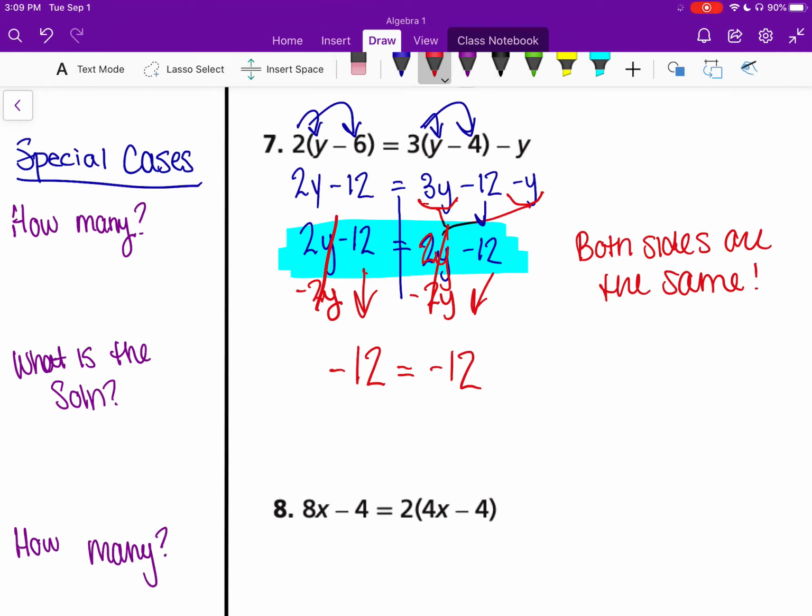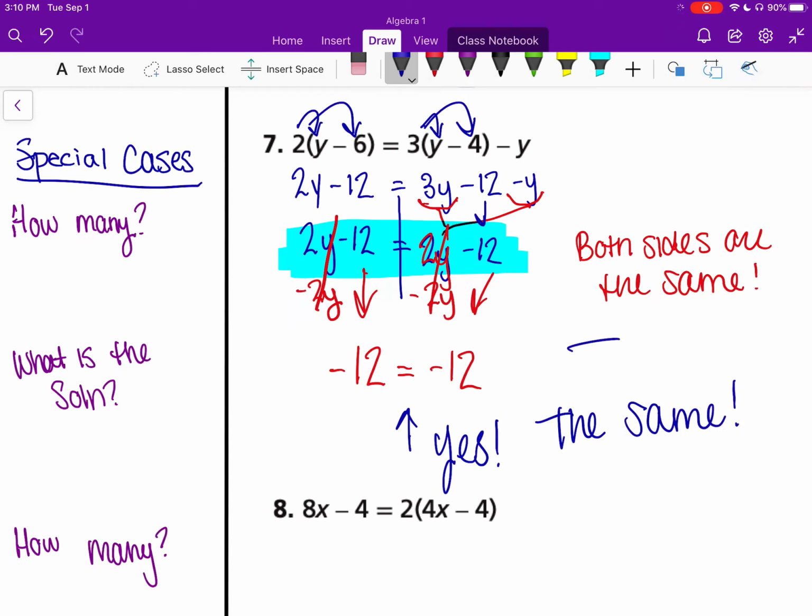Let's read that out loud. Does negative 12 equal negative 12? Yes, it does. Those are the same. That is a true statement. I'm not telling you any lies. Negative 12 is equal to negative 12.